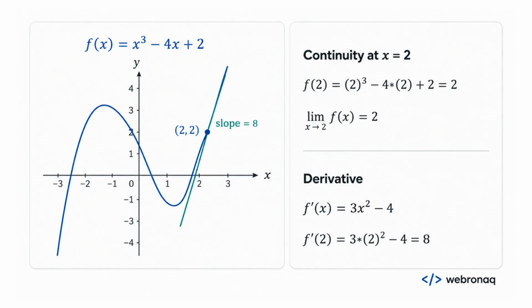All three conditions hold. For differentiability, we apply the power rule. The derivative f prime of x equals 3 times x squared minus 4. At x equals 2, that gives 3 times 4 minus 4, which equals 8. The derivative exists and equals 8, the slope of the tangent line you see here. Both properties confirmed, exactly as the theory predicts.